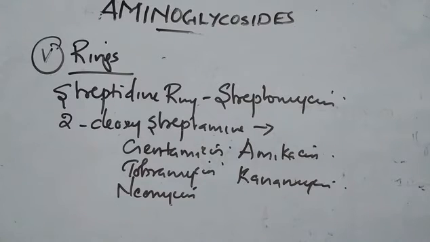They can be classified based on the route of administration, based on the adverse drug reaction, and based on the ring system that is present. They can also be classified based on antibacterial spectrum of activity. In all these ways we can classify aminoglycosides.